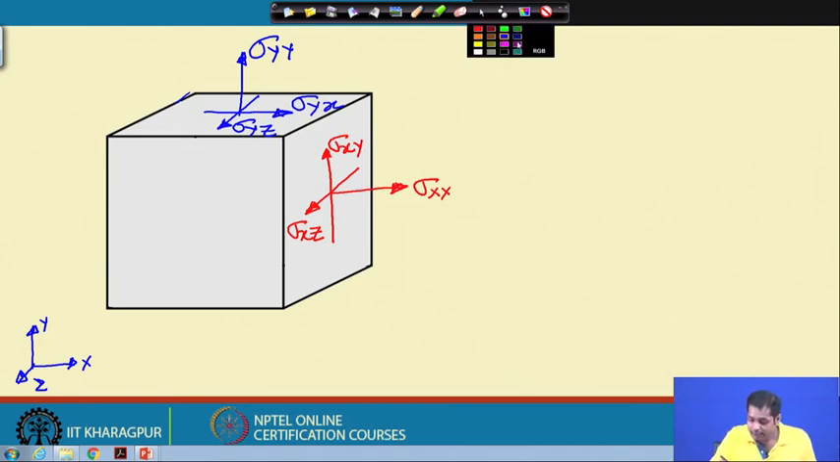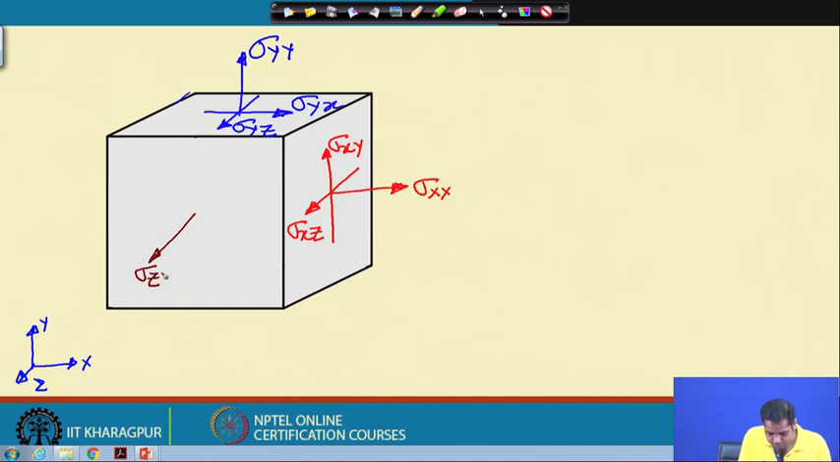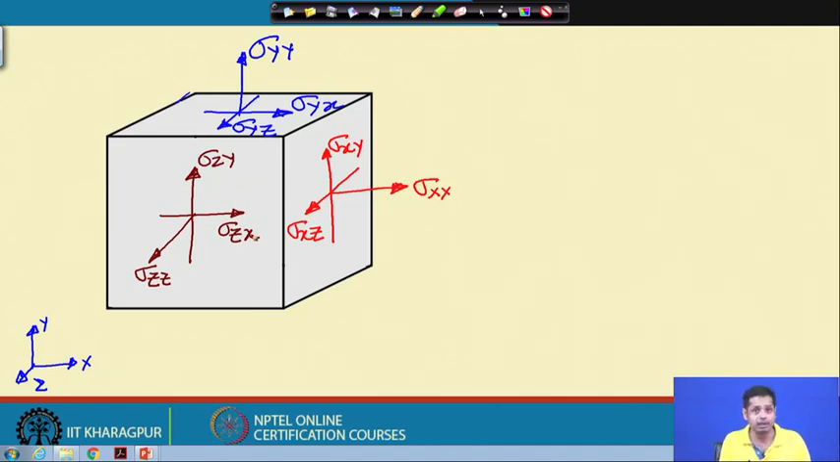Now, on another plane we have a normal stress which is sigma zz. Then we have a shear stress like this which is sigma zy, and then a shear stress like this which is sigma zx. Okay. Now, for clarity, these stresses are shown only on this plane. The other 3 planes also have similar kinds of stresses.